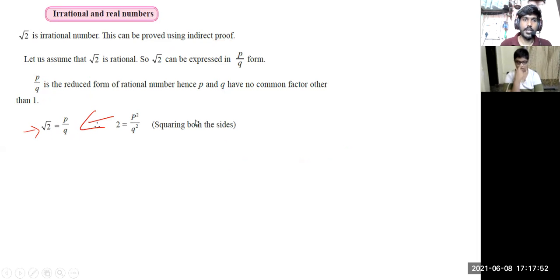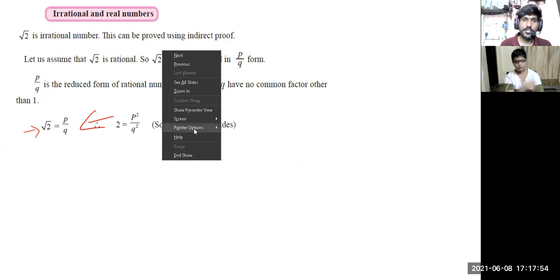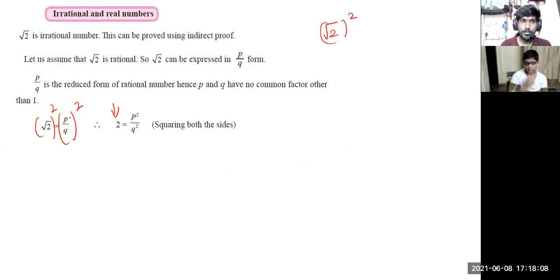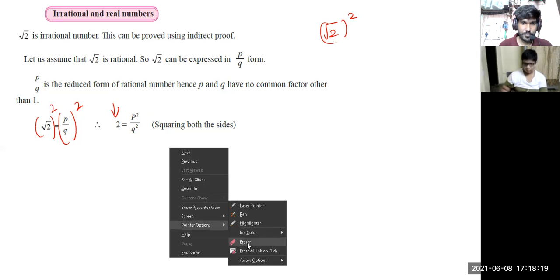Okay. Now, what we'll do is we'll square both sides. So when you square both sides, this becomes root 2 squared and p by q squared. Now what is the square of root 2? 2. So that is written here. And p upon q, the whole bracket squared, the square is distributed. So it becomes p square upon q square. Clear? Okay.